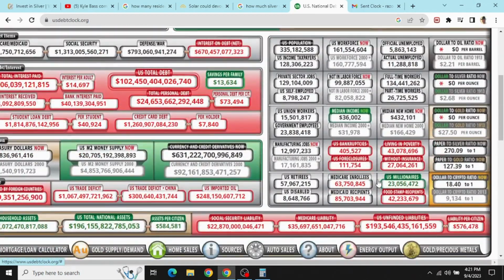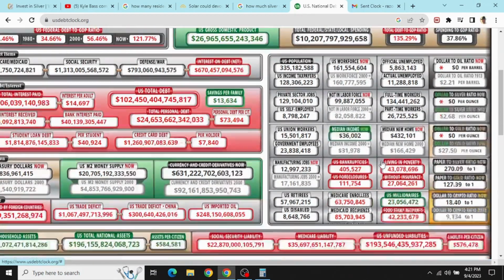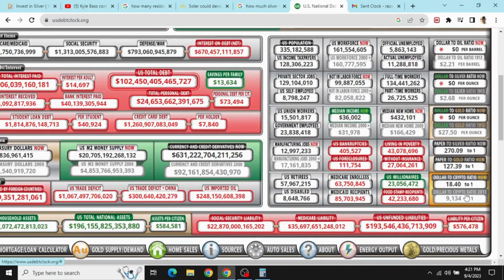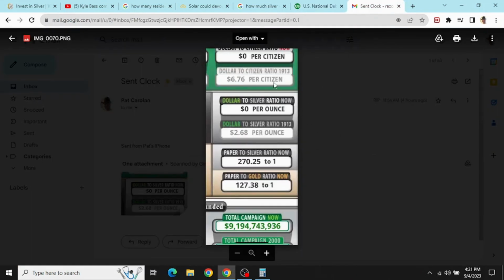What I wanted to do was come down here and look at these paper ratios, right here in the bottom right corner. I blew it up here, where I took a picture of it, and the numbers aren't exactly the same because this is a clock that never stops. You can see here the paper to silver ratio is 270 to 1, and the gold is 127 to 1. So basically that means they're selling 270 ounces of silver to every one that they have on hand. I think that's what it's saying. Correct me if I'm wrong. Please do in the comments.